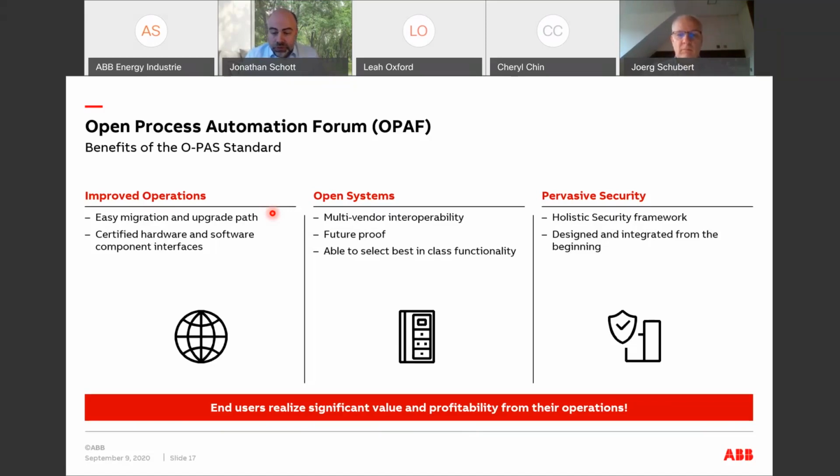And again, security is a benefit, because having it designed in from the beginning is a major difference and allows you to be certified to even higher levels of security than is possible today. So all of that actually makes end users realize very significant values. And this is not only on paper, and this is not only a dream. As Jörg is going to show you in the next section of the talk, there are real initiatives out there where people have already put together systems based on these initiatives and standards.